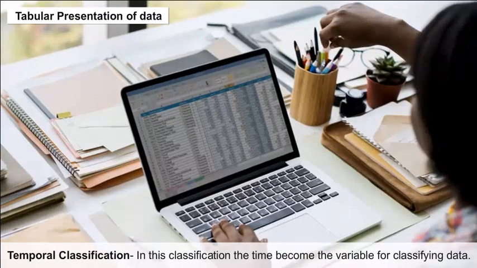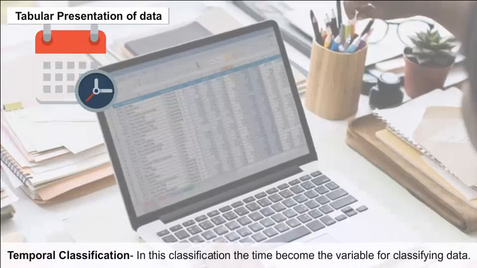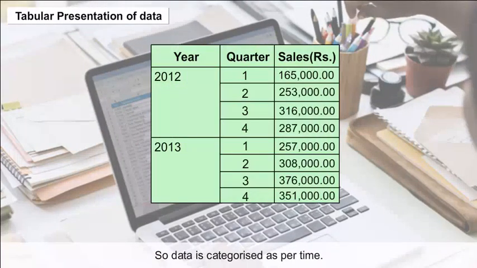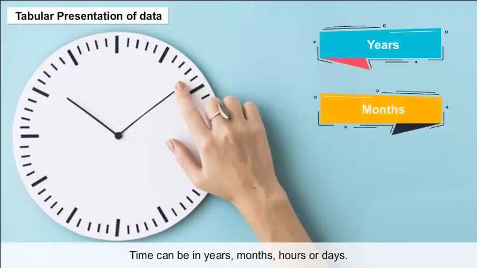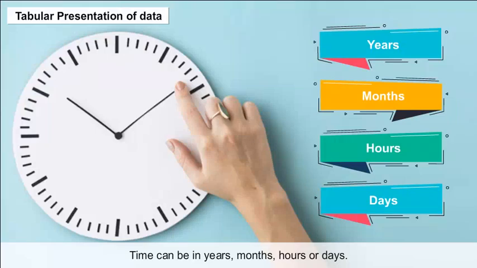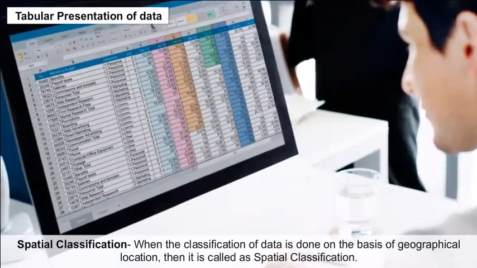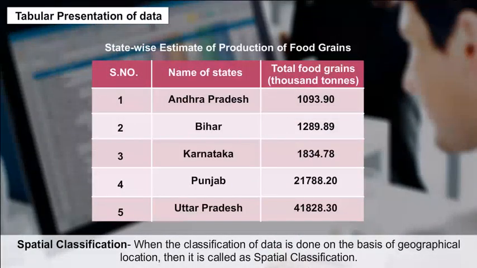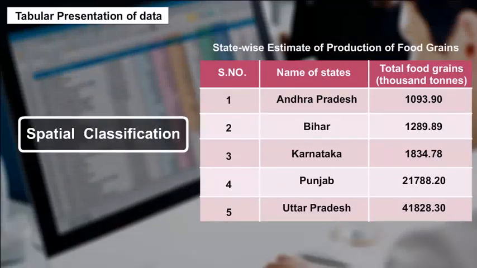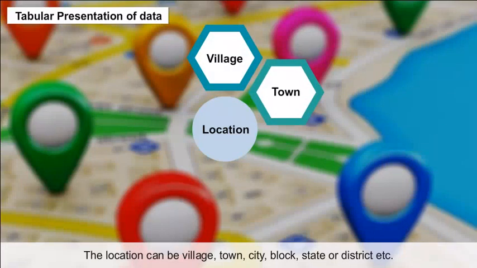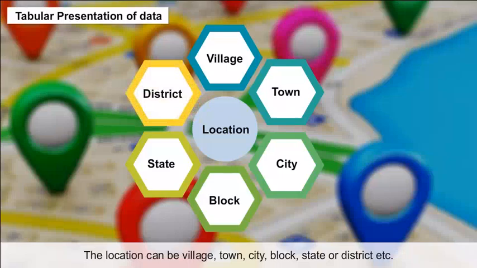Temporal classification. In this classification, the time becomes the variable for classifying data. So, data is categorized as per time. Time can be in years, months, hours, or days. Spatial classification. When the classification of data is done on the basis of geographical location, then it is called as spatial classification. The location can be village, town, city, block, state, or district, etc.